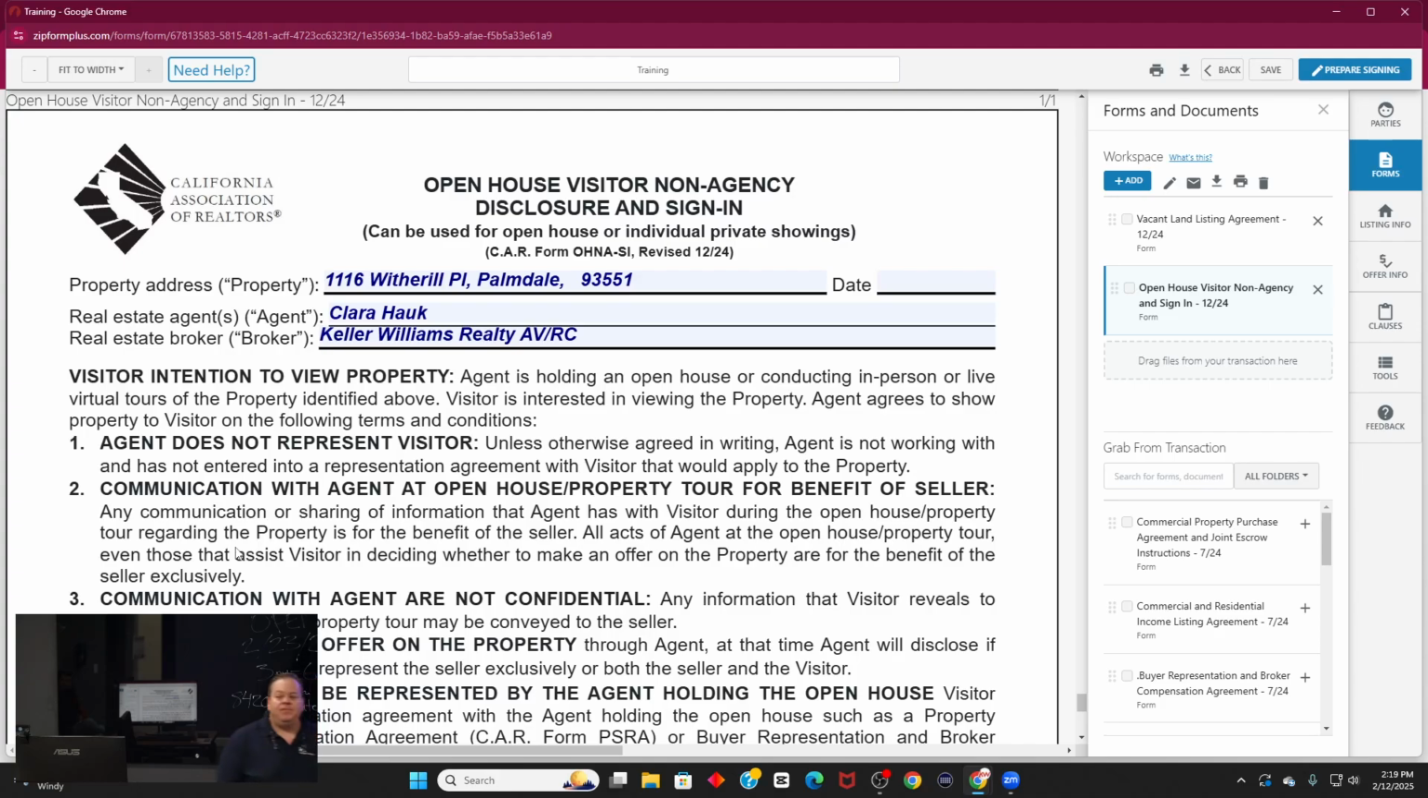Option number one, I can show you the property and represent you, and then we can have a fiduciary relationship. Or option two, you can sign a non-agency document where I'm not representing you, and I will show you the property, but I'm also working on behalf of the seller when I show that property, and I don't really have to answer any questions or tell you anything about the property.